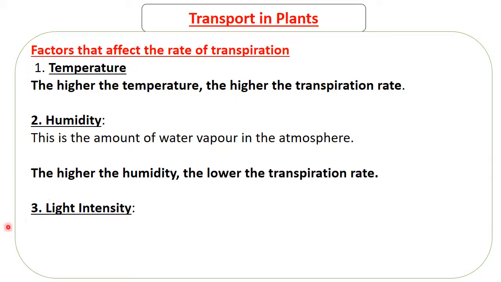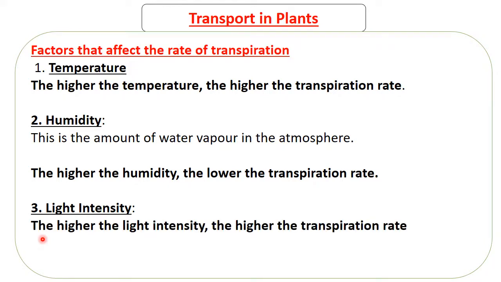Third, light intensity. Light intensity is just the brightness of light. They say that when the light intensity is high, stomata tend to open. Because stomata have opened, more transpiration can occur. So the higher the light intensity, the higher the transpiration rate.